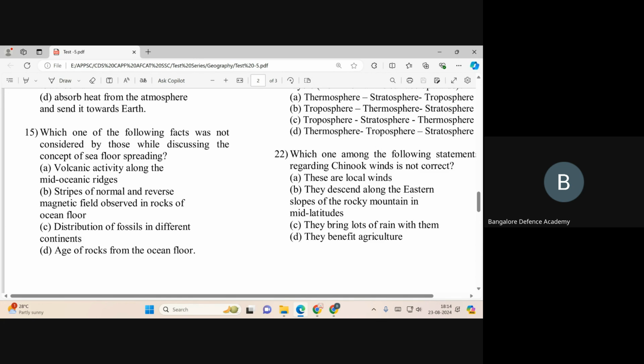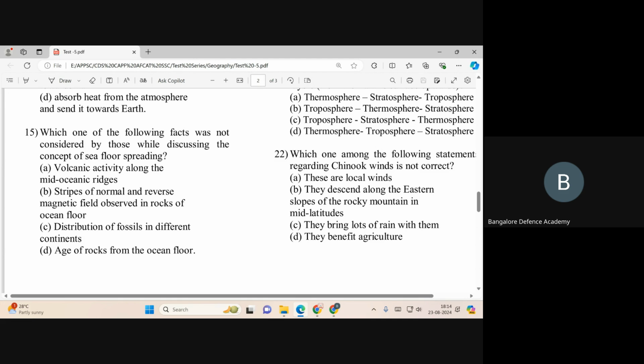Okay. The next proof is volcanic eruptions, which is nothing but the mid-oceanic ridges. The volcanic eruptions are happening. That's why the new lava is coming out. That's why the seafloor is spreading. If volcanic mid-oceanic ridges are not there, the seafloor will not spread. So that is also the proof.